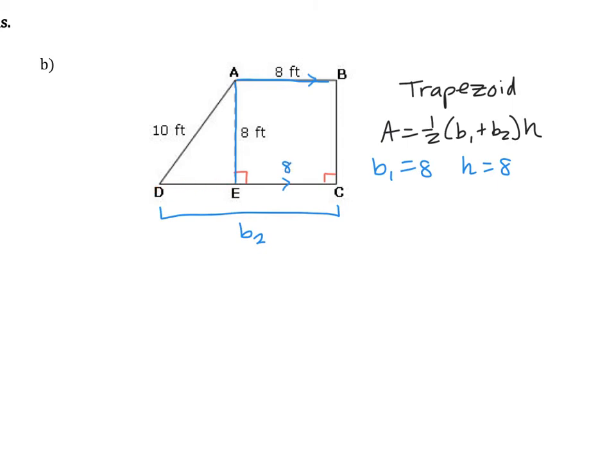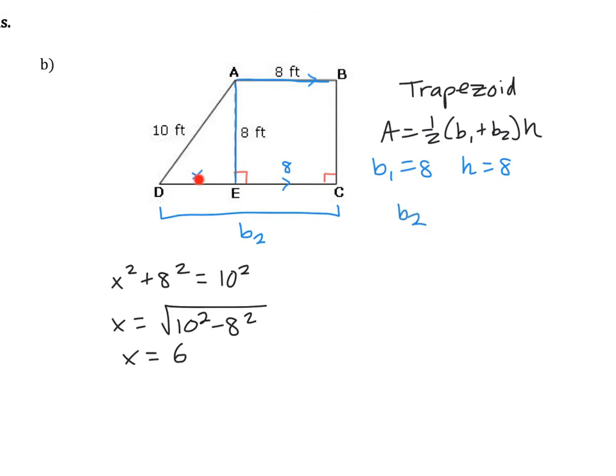And then we can actually find DE, which I'll call x, using the Pythagorean Theorem, because here we have a right triangle. So we can say x squared plus 8 squared equals 10 squared. So x is going to be the square root of 10 squared minus 8 squared. So that x value is 6. So that means that B2 is just going to be 6 plus 8, which is 14.